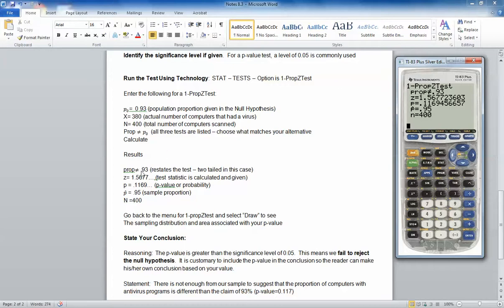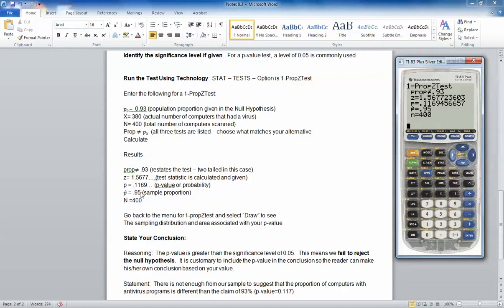It restates the test. It's a two-tailed test in this case, that the population proportion does not equal 0.93. The z value, this is the test statistic. If you were to put the values into the formula, this is what you would get. Z is 1.5677. The p, this is the p value. It's the probability of 0.1169. P hat is the sample proportion of 0.95 or 95%, and it restates N at the bottom.